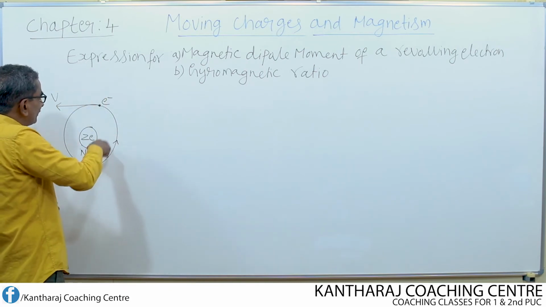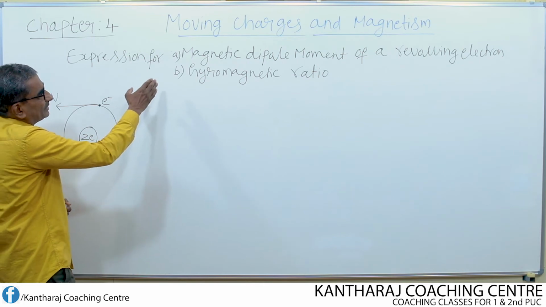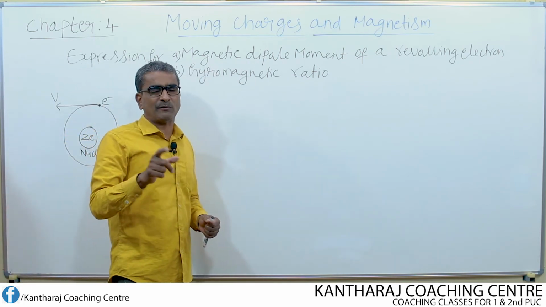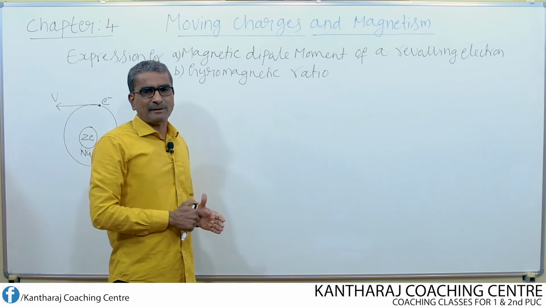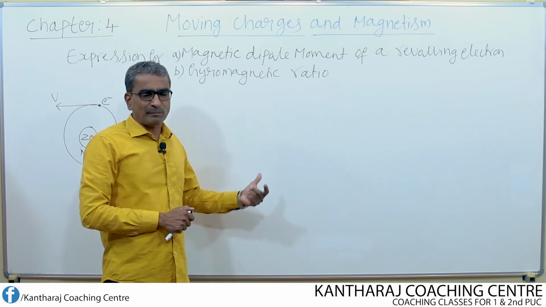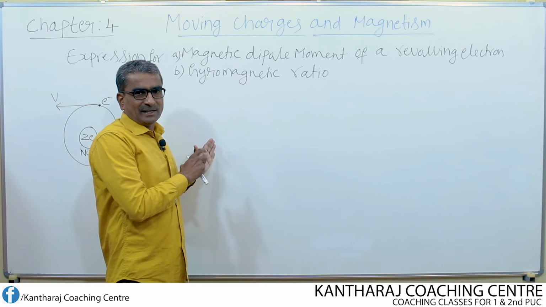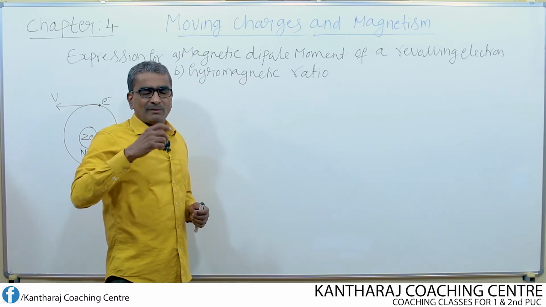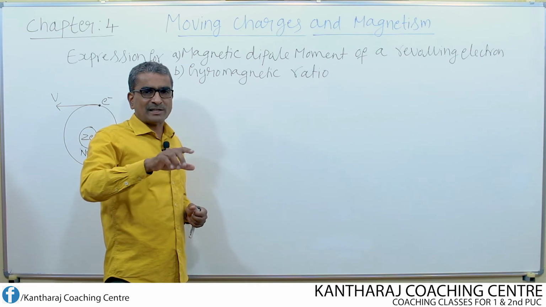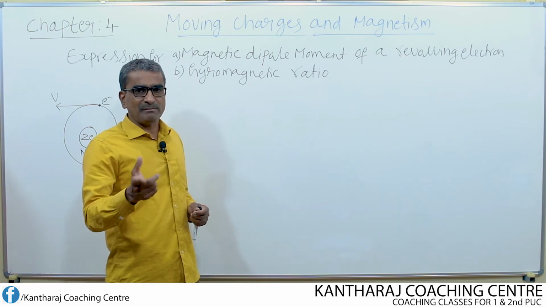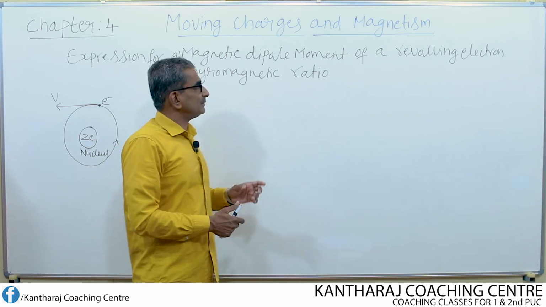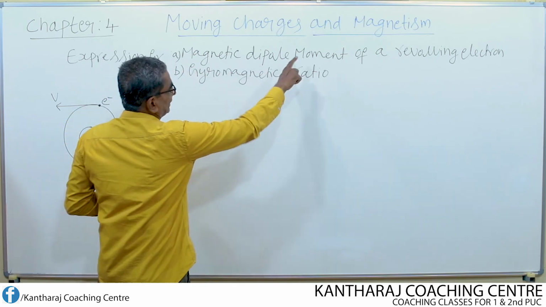For such a revolving electron, what is the expression for magnetic dipole moment? We come across two types of dipole moment, magnetic dipole moment and electric dipole moment. Here we derive the expression for magnetic dipole moment because a moving charge constitutes a current, and because of current, a magnetic field is produced. That is why we consider magnetic dipole moment.